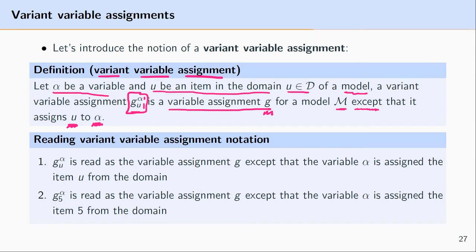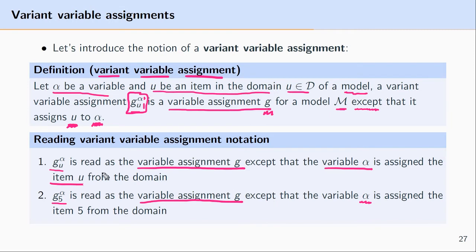Just to get clear on how we should read these, here we have G with alpha superscripted and U subscripted. We could read this as the variable assignment G, so it's just like G, except that the variable alpha is assigned the item U from the domain. Here, slightly more concrete, we have G with superscript alpha and subscript 5, and this can be read as the variable assignment G, and it's like G in every way except for it takes the variable alpha.